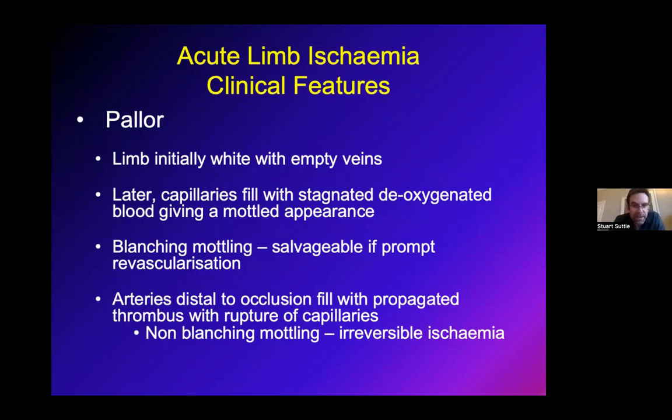When it becomes fixed, usually the limb is in a non-salvageable state. In other words, if you do try and revascularize it, you're going to revascularize a non-functioning limb, but we'll also come on to that a wee bit later about the reperfusion. Okay, so when it's non-blanching, it usually indicates irreversible ischemia.